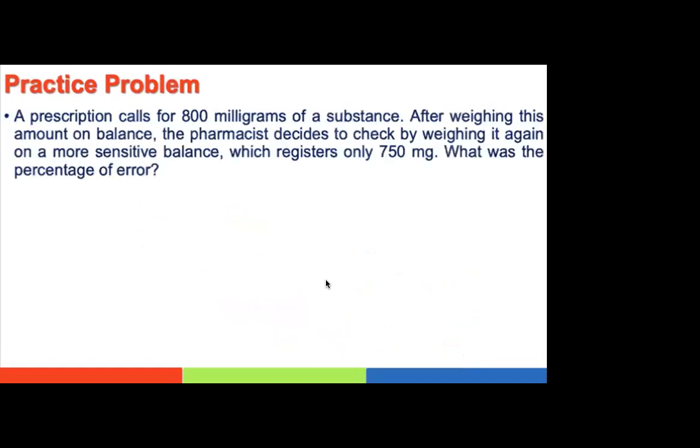Okay. 30 seconds to answer this. A prescription calls for 800 milligrams of substance. After weighing this amount on the balance, the pharmacist decides to check it by weighing it in a more sensitive balance, which registers only 750 milligrams. Question, what is the percent error? What's the answer?